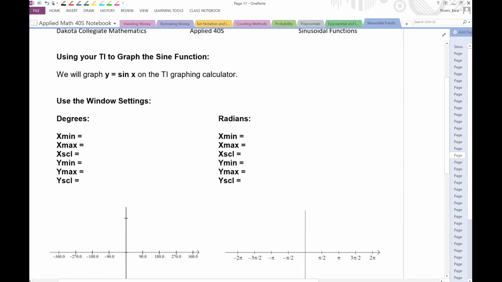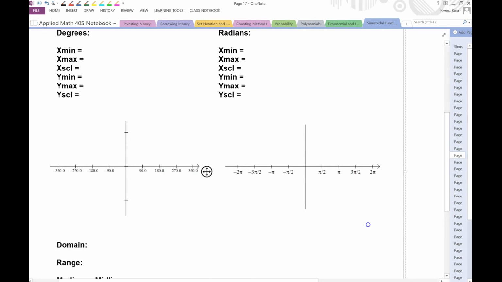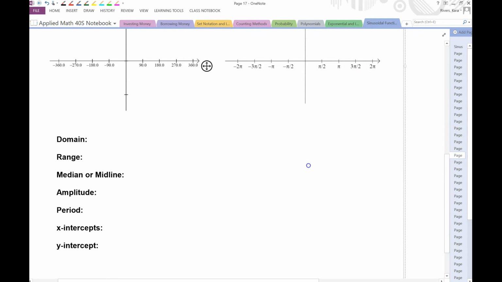Now, we should be able to graph our functions here. When you're using your graphing calculator, you will need to set the window accordingly depending on whether you're graphing in degrees or graphing in radians, okay? So we're going to graph the y equals sine x function in degrees and radians, making sure that our window settings are set accordingly, and then we'll talk about the different characteristics both in degrees and then in radians. I'm going to do this in 2 different colors and then state the domain in one color for degrees and the other color for radians.